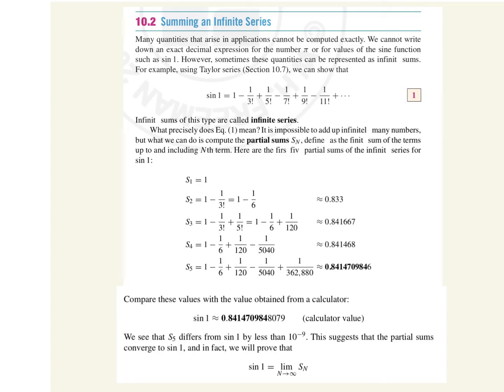10.2 is taking a sequence and finding the sum of it, right? So sequences are lists of numbers, whereas series are the sum of that list of numbers. And the one that's written here using Taylor series, sine 1 can be approximated and proven to be equivalent to the infinite series of 1 minus 1 over 3 factorial plus 1 over 5 factorial, etc.